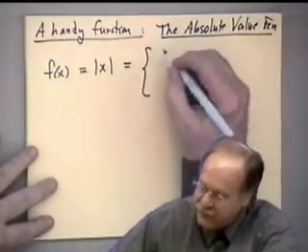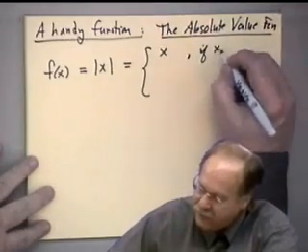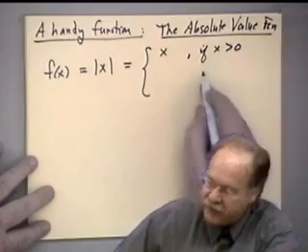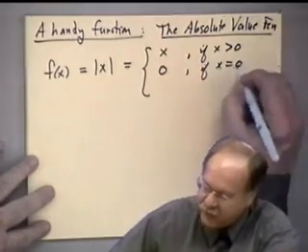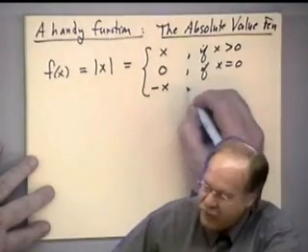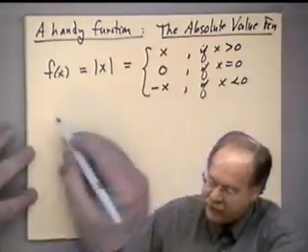And we will define this in 3 parts. It is equal to x itself if x is a positive number, x is greater than 0. It is equal to 0 if x is equal to 0. And it is equal to minus x if x is less than 0. That is to say, when x is negative.